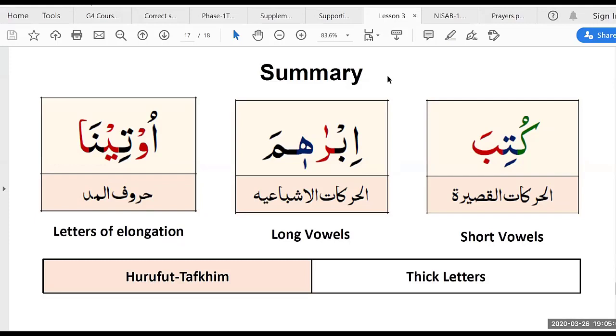So before we start our today's lesson, which is the letters of elongation, we will recap the rules which we have learned so far. So I would like to ask the students. So in the previous lesson, you learned about thick letters, huruf tafkhim. So please raise your hand if you know how many thick letters there are.